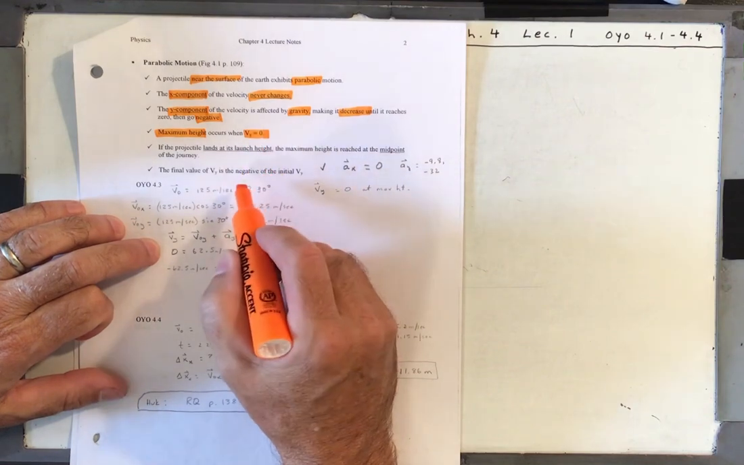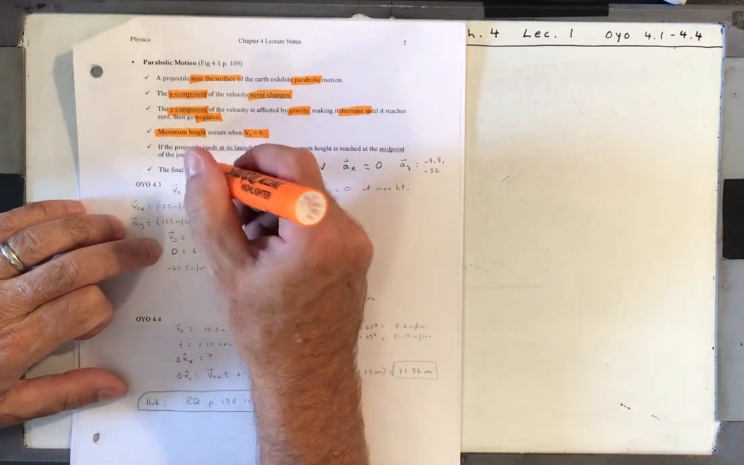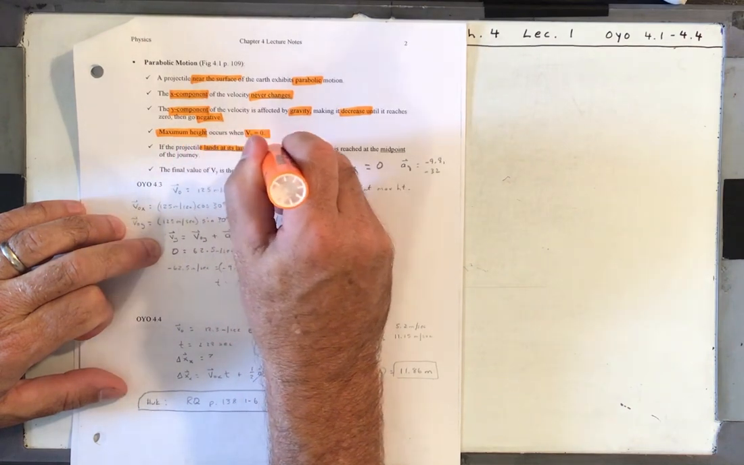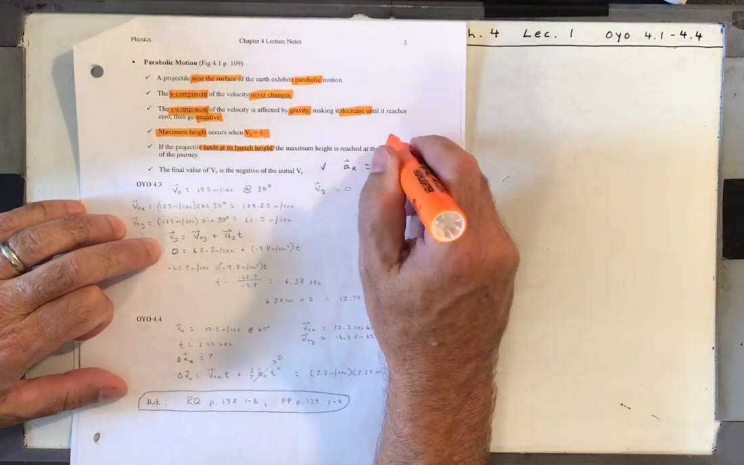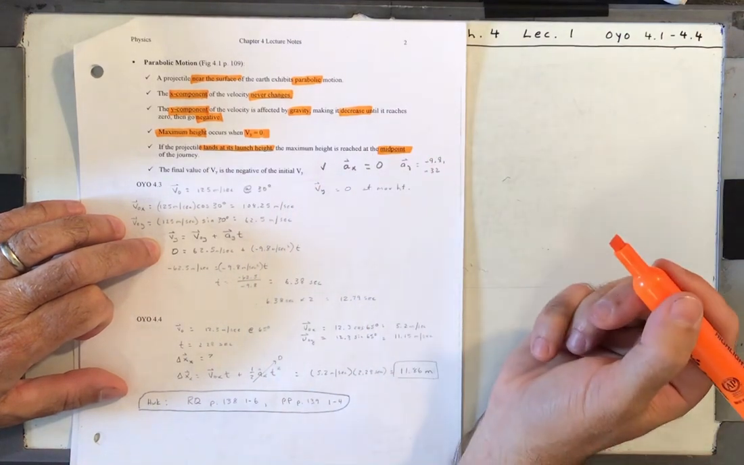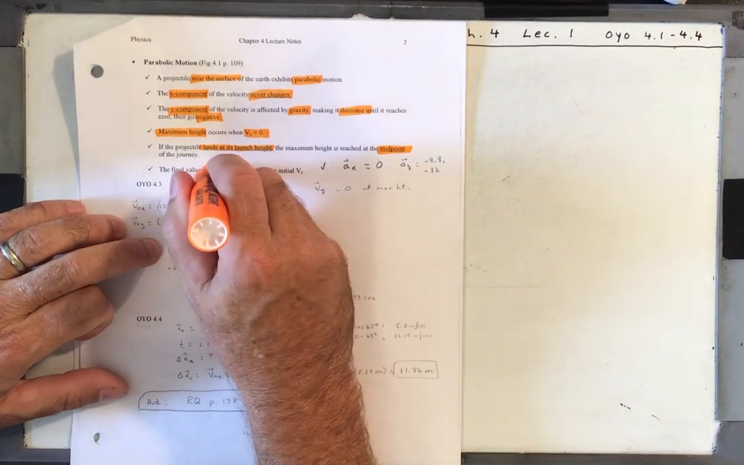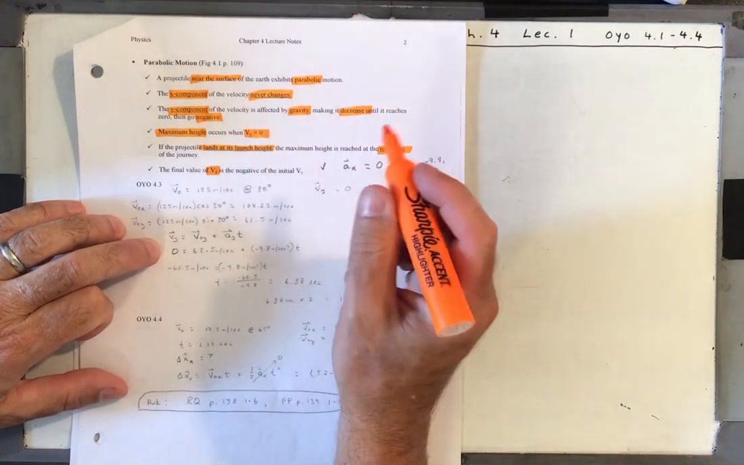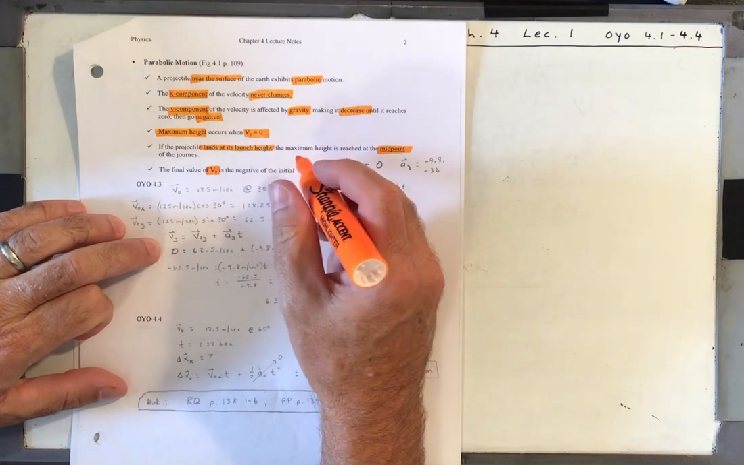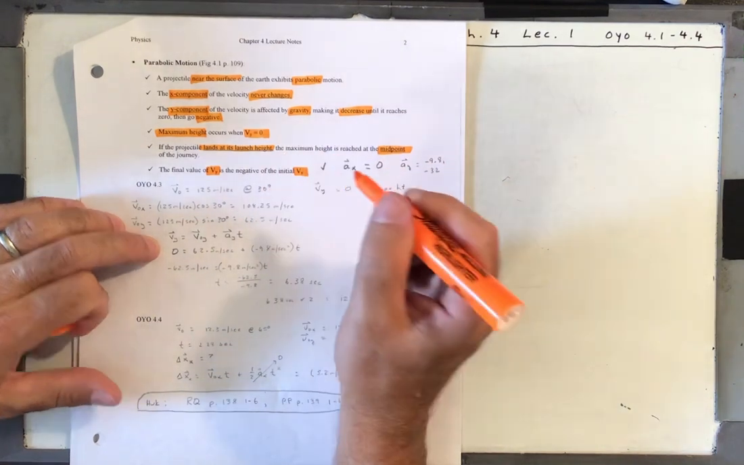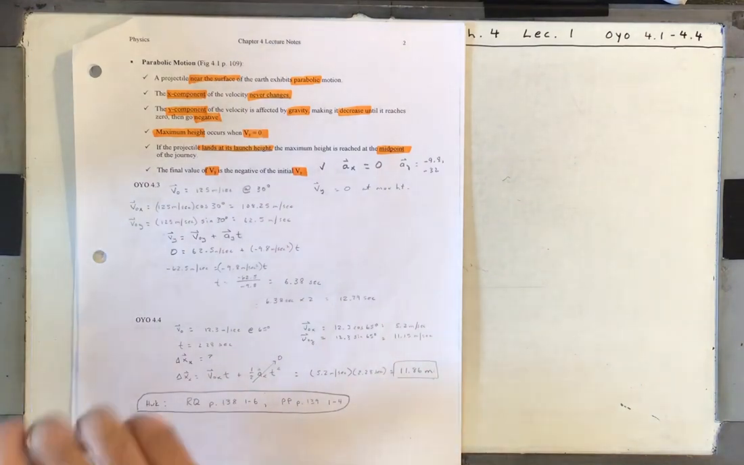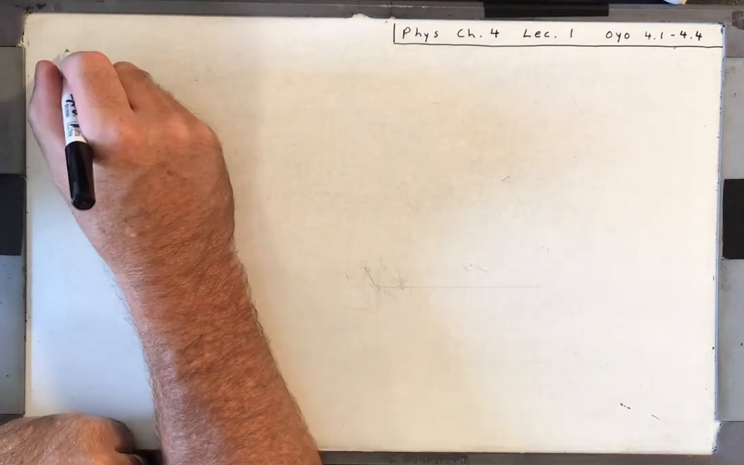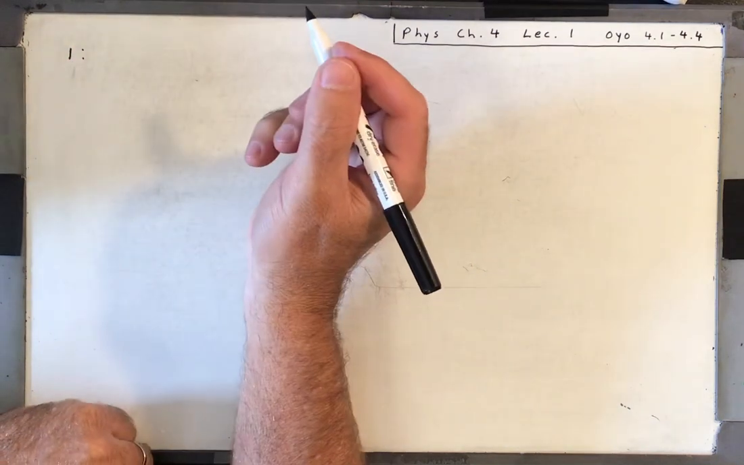We're going to work a problem like that in a minute. If the projectile lands at its launch height, the maximum height is reached at the midpoint of the journey. The final value of v sub y, remember v sub x just doesn't change, it stays the same the whole time. The final value is the negative of the initial v sub y. Now, what am I talking about with v sub x and v sub y and all that jazz? Well, we're going to be using the same three equations that we used in chapter 2. We're just going to split them up into the x and y components.